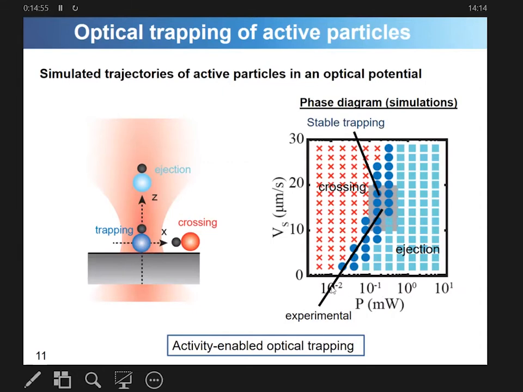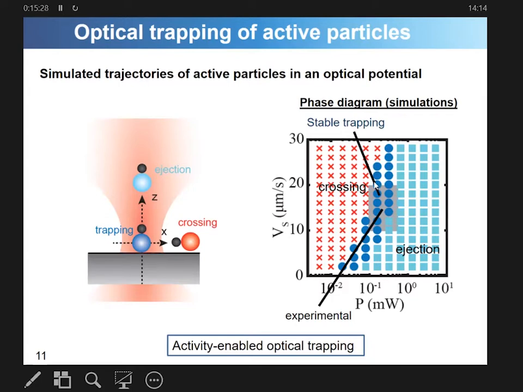You can see that when the power is low, the particle crosses the trap. When it's too high, basically, the particle is ejected. And you have this range of values for which you can have a stable trapping at the center. And what we can see by looking at the phase diagram is that we have an area which corresponds very nicely with our experimental value. What it means here is that really you have a trapping that is completely enabled by the activity of your particle. You cannot trap them in the absence of activity.